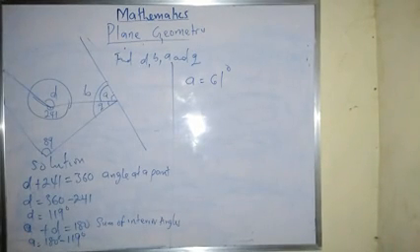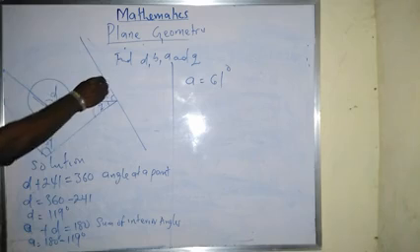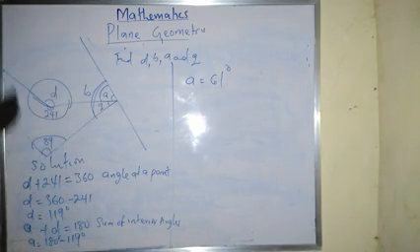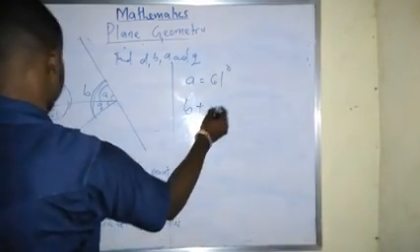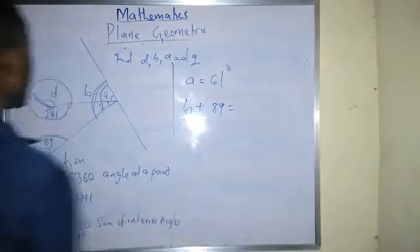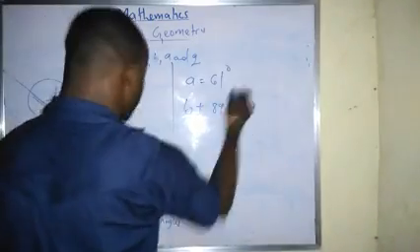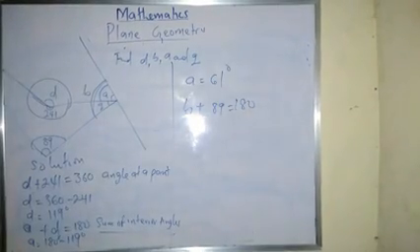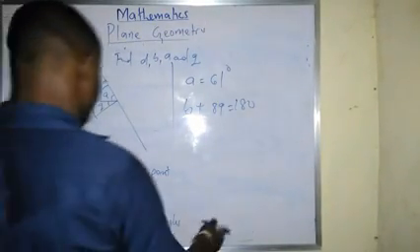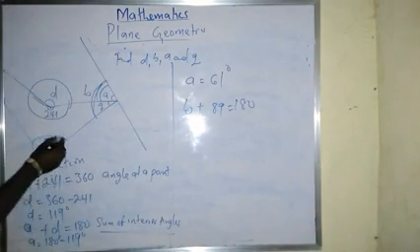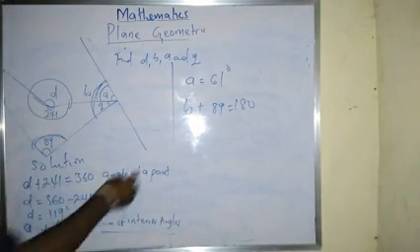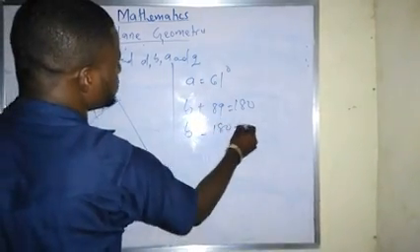Since I have 61, I will move on to the next one. What again can I do? B and the whole angle here, and the whole angle here, they are interior. It means I can also say that B plus 81 equals 180. The same thing, sum of interior angles. Because this is interior, this is interior of it. It means my B will be equal to 180 minus what?